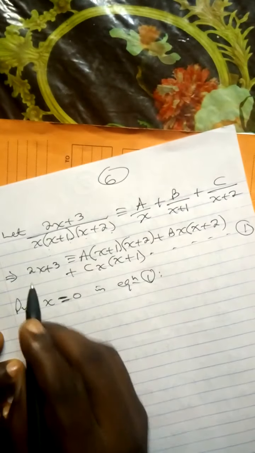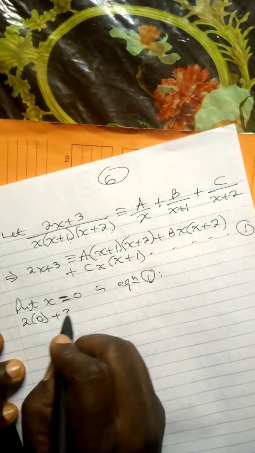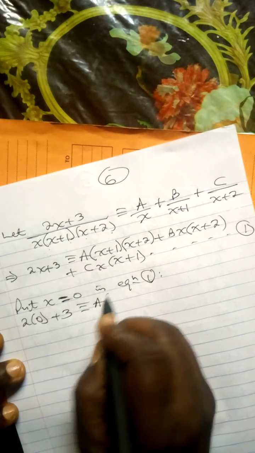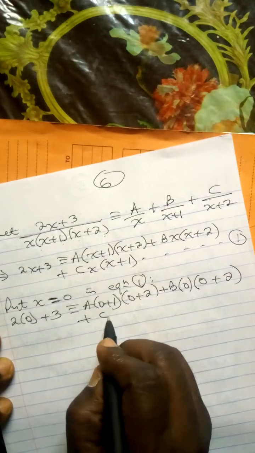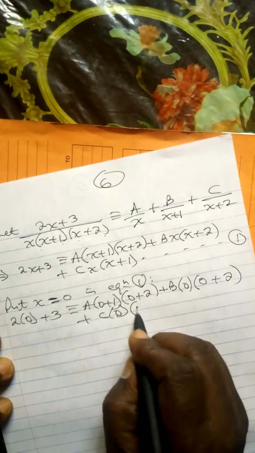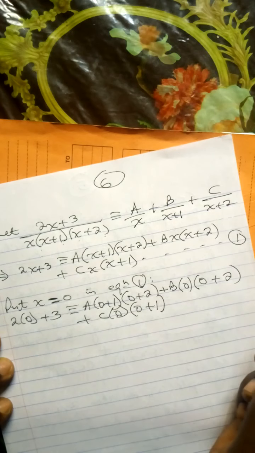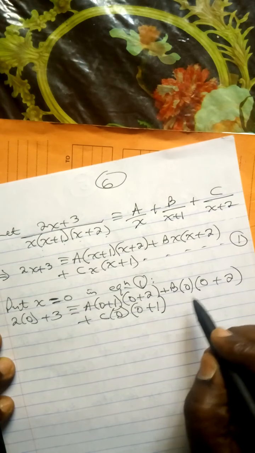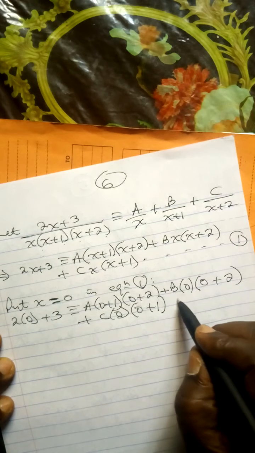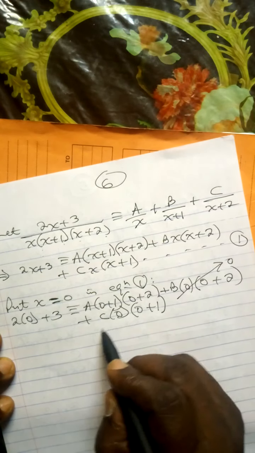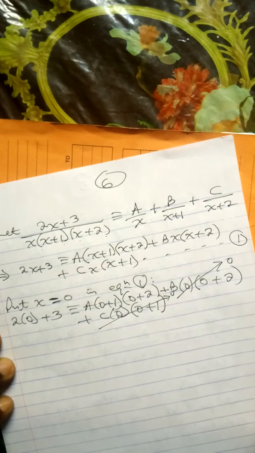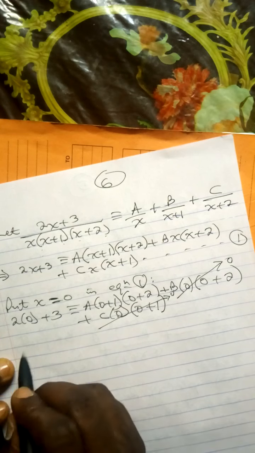If I do that, the left hand side will be 2 into 0 plus 3 is equivalent to a into 0 plus 1 into 0 plus 2, plus b into 0 into 0 plus 2, plus c into 0 into 0 plus 1. Now, 0 times everything here will be 0. This will also be 0. So, I'm left with the left hand side.